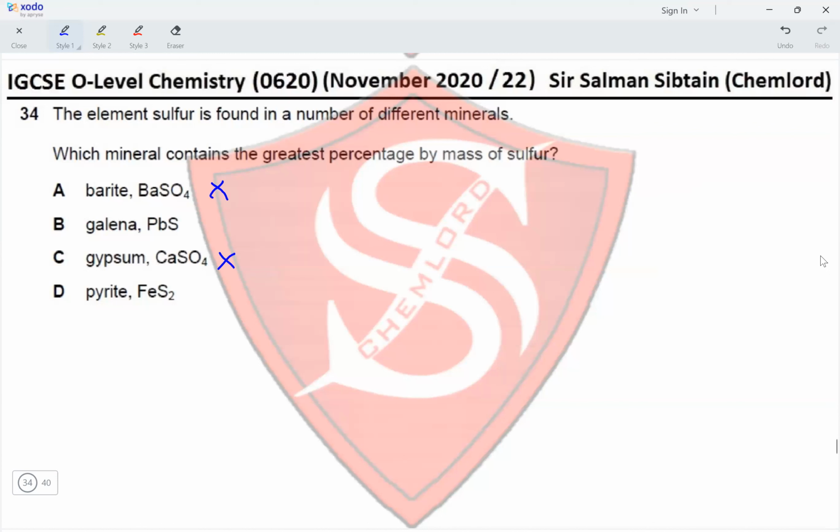So let's find out the mass of sulfur to lead ratio in galena. The mass of lead is 207 and the mass of sulfur is 32. And in pyrite, the mass of iron is 56 and the mass of sulfur is 32, but there are two atoms of sulfur, so 64. So the greatest ratio of sulfur is found in pyrite and not in galena, making option D the correct option for this question.